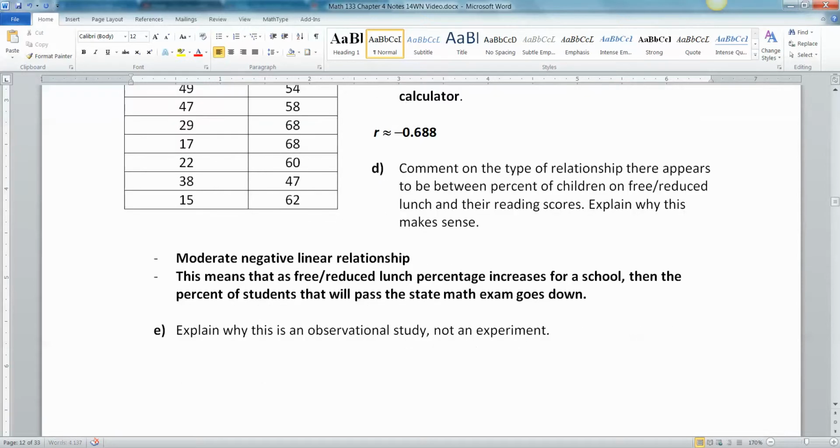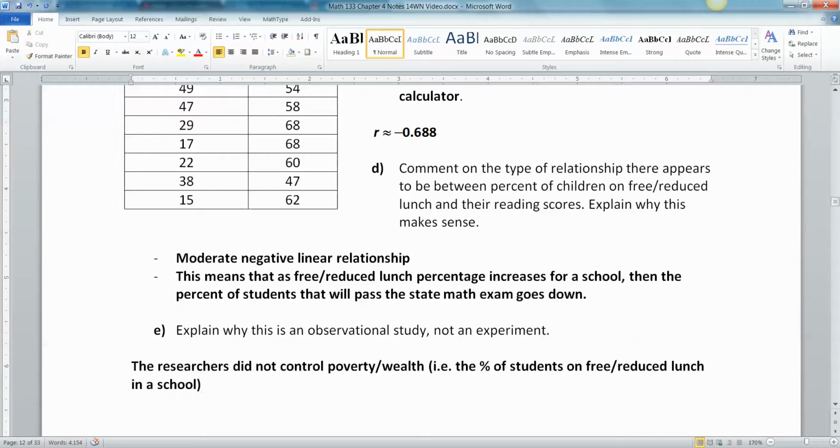All right, now why is this an observational study, not an experiment? Well, the researchers did not control poverty, wealth, i.e. the percent of students on free reduced lunch in a school.